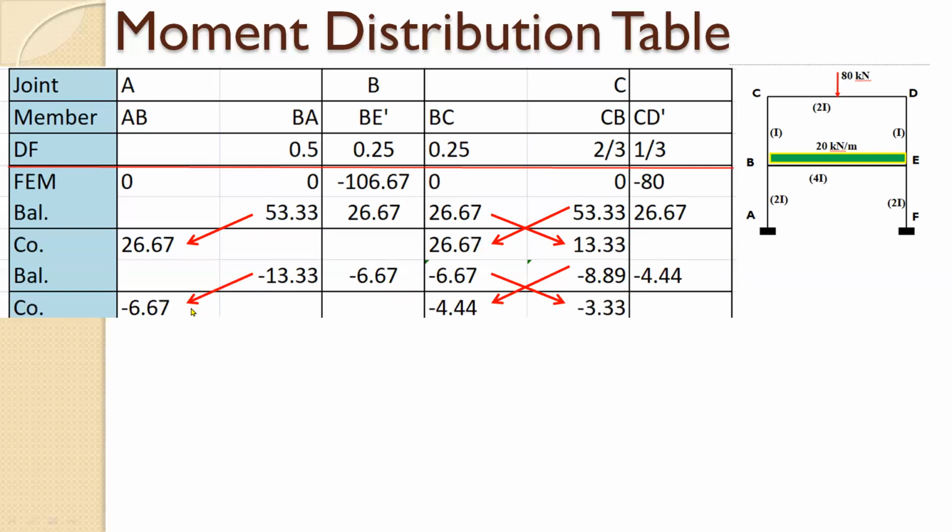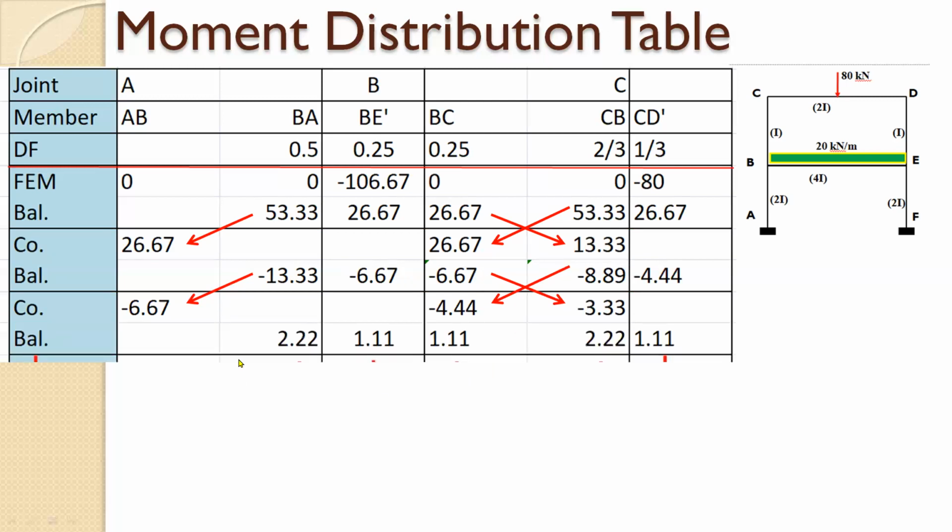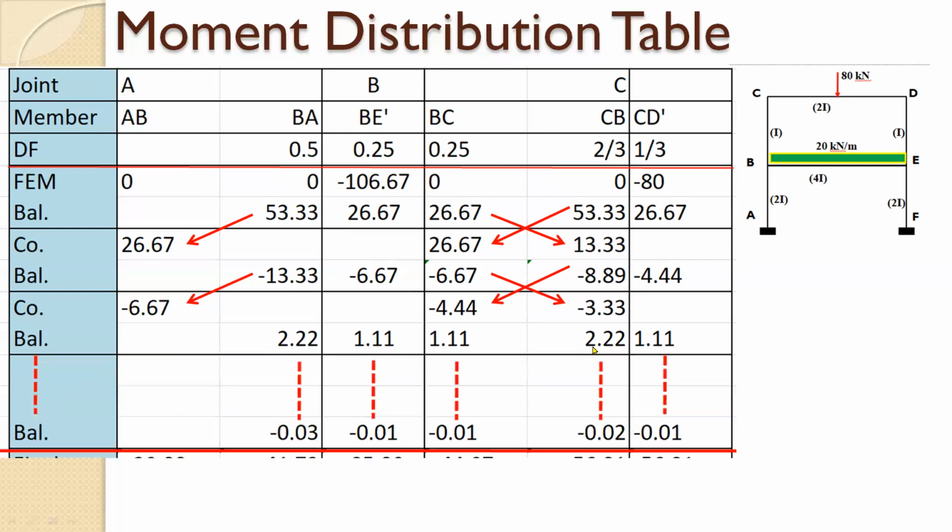Again, you have to take the carryover. You have to repeat this process, take the balancing and then repeat this process. I have not written these middle steps here. So you try to solve this and carry over this process till you get a negligible value of distributing moment. I have stopped here at minus 0.03, minus 0.01 and minus 0.01.